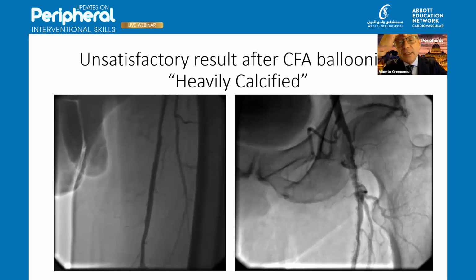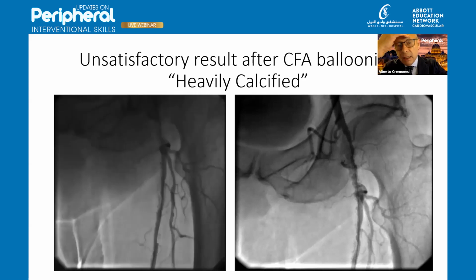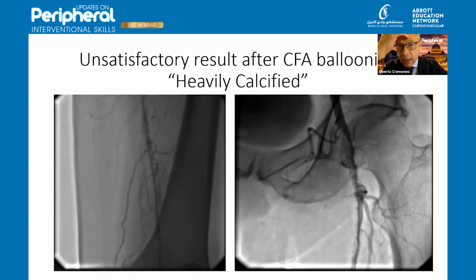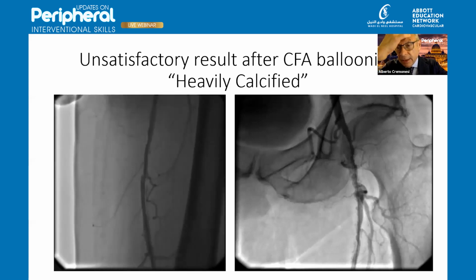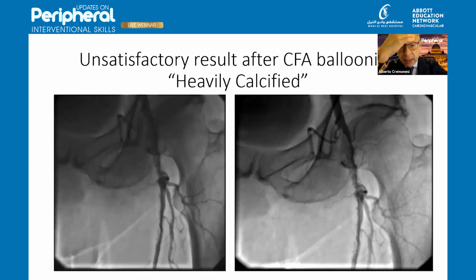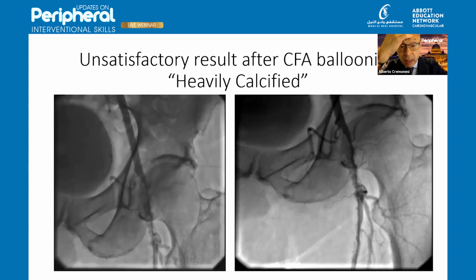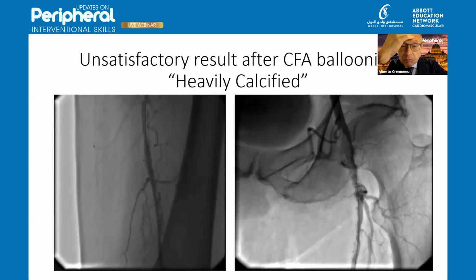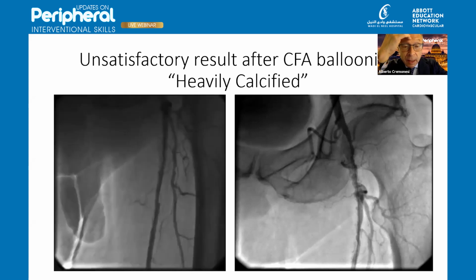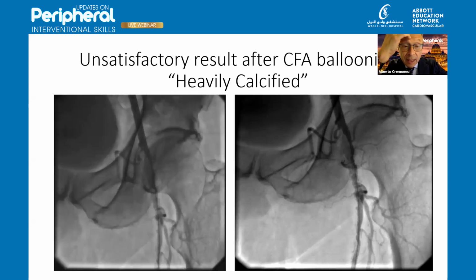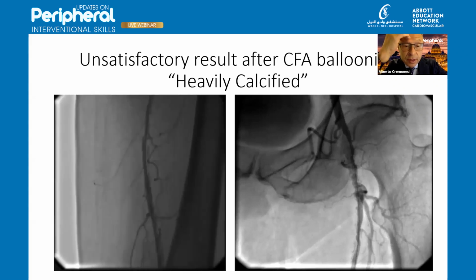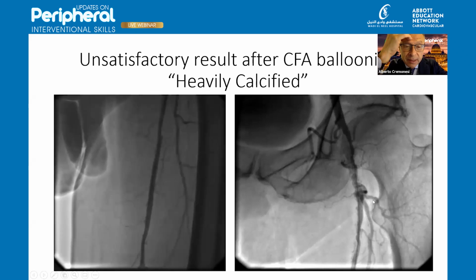Obviously, we see not a satisfactory result at just above the bifurcation, and then going down, fortunately, something not bad until the Hunter Canal, and just down there is a significant residual stenosis, if I understand correctly.